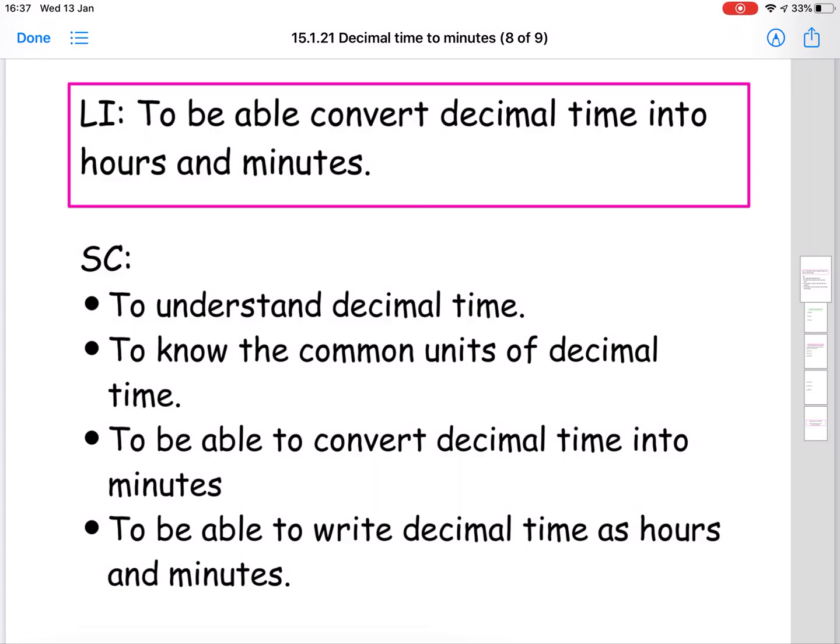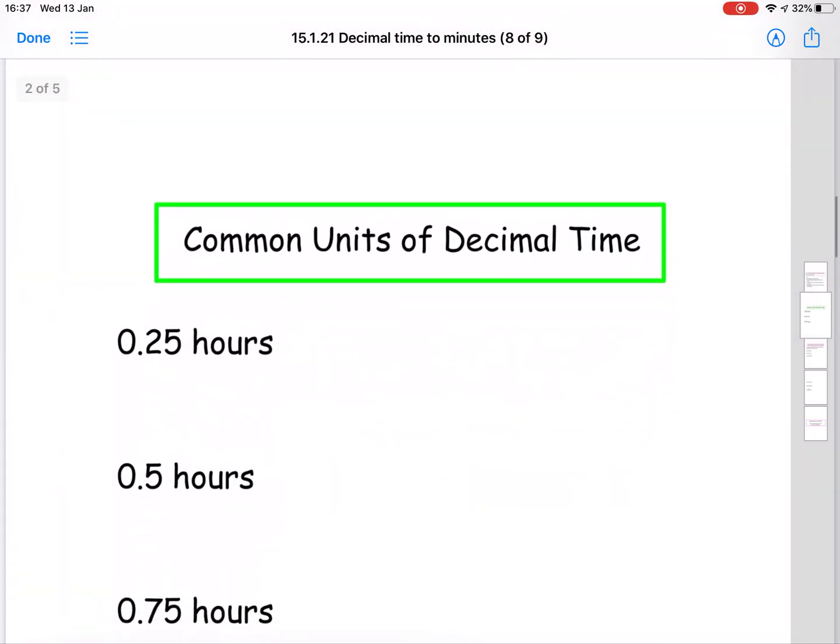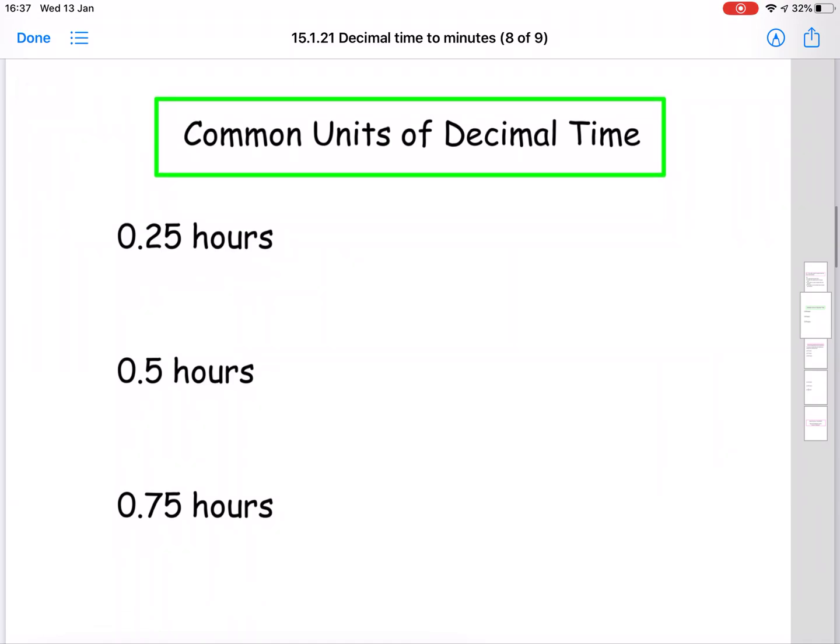We need to know our common units of decimal times. We looked at these yesterday. And then we're going to look at how to convert decimal time into minutes and then extend that on into writing decimal times as hours and minutes. So again, let's start off by looking at our common units of decimal time. These are the same three that I did in the previous lesson. We're going to go from changing the decimal back into how many minutes that would be.